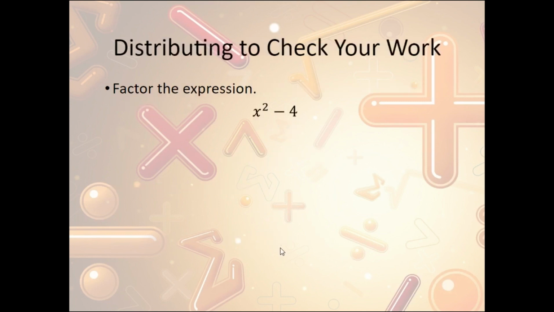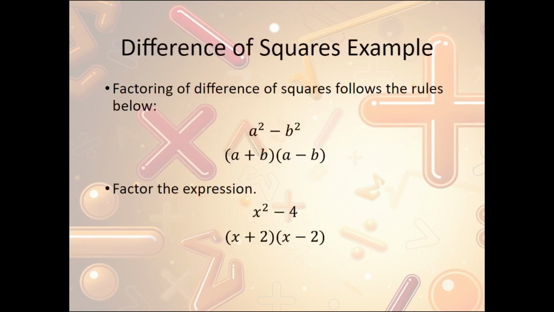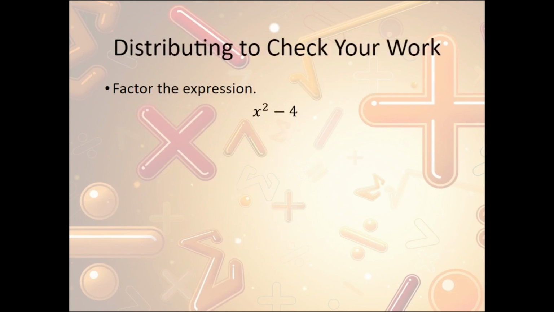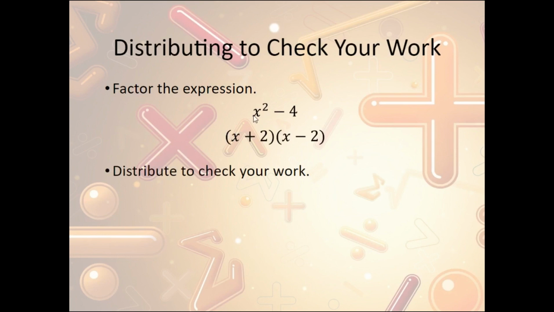So look at another example. We have x squared minus 4. We said that that is... So let's check our work by distributing. So we said that x squared minus 4 is equal to x plus 2 times x minus 2. Well, let's go ahead and distribute this and see if it works. So we're going to multiply x times x and x times negative 2, and then 2 times x and then 2 times negative 2.